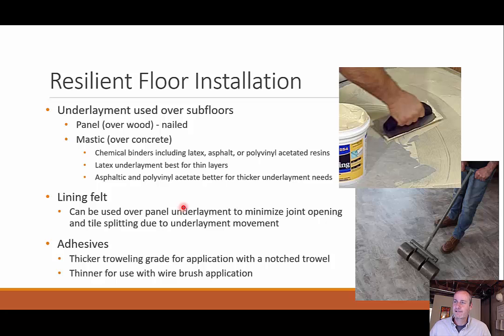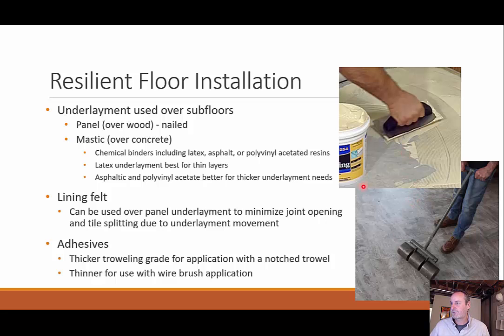The mastic, what that is, is chemical binders which have latex, asphalt, and polyvinyl acetate resins. A latex underlayment is best for thin layers, and asphaltic or polyvinyl acetate is better for thicker layers. We can have a lining felt used over panel underlayment to minimize joint opening and tile spreading. So this underlayment movement, we can use the felt to keep that movement from happening. Also adhesives. So if you have a thicker one, that's what we really see here using this notched trowel.